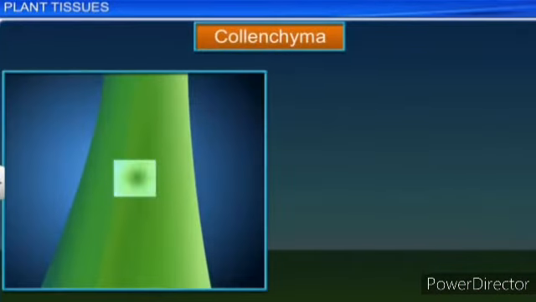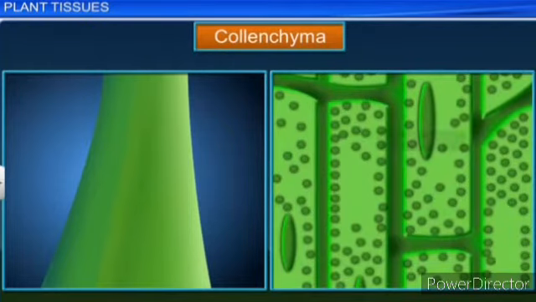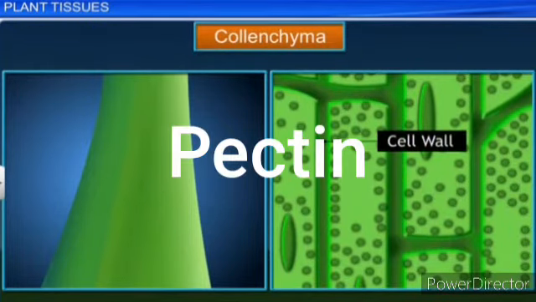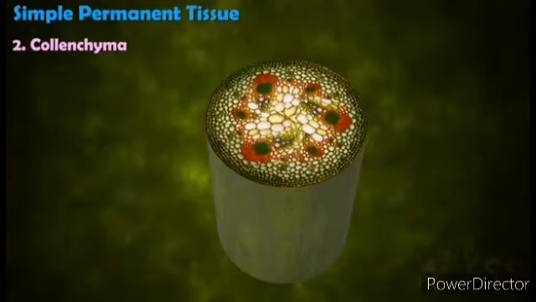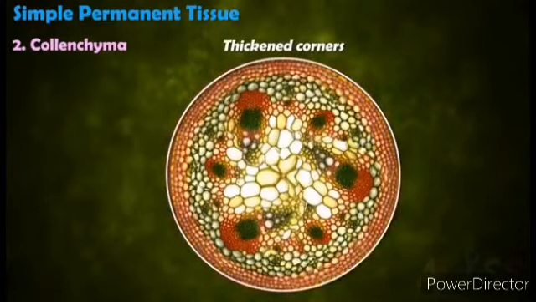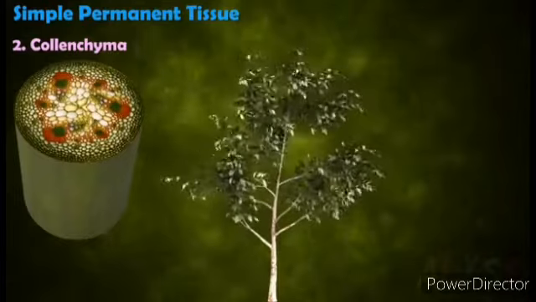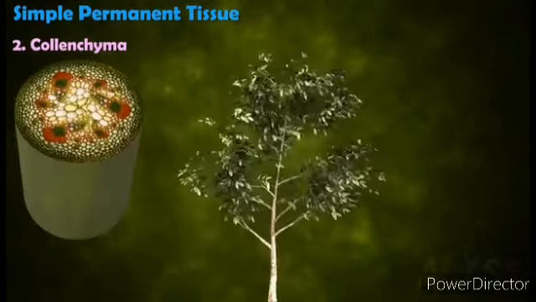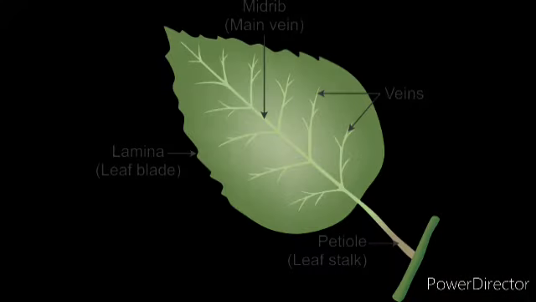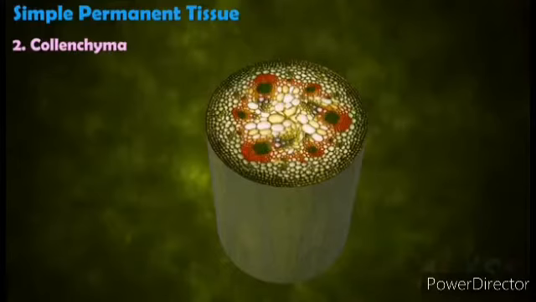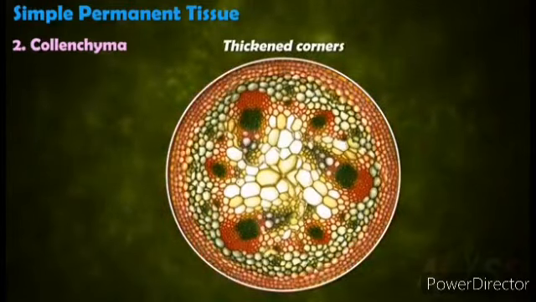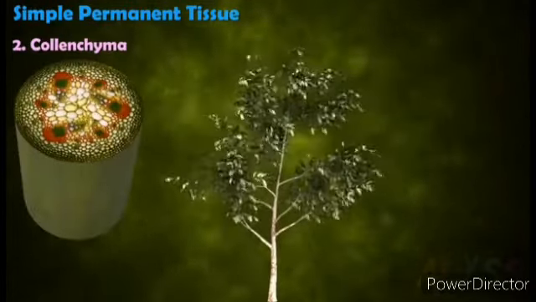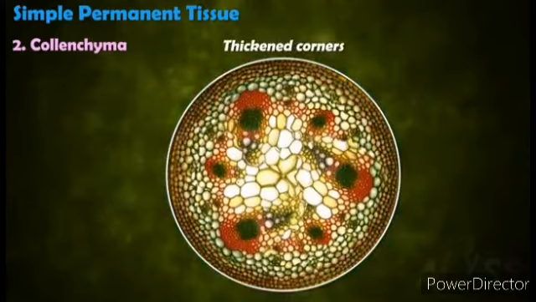Collenchyma consists of elongated living cells with cell walls made up of cellulose and pectin. These cells are irregularly thickened at the corners and have little intercellular spaces. They occur in peripheral regions of stem, below the epidermis in leaf stalk, leaf midrib, and also in dicot stems. Collenchyma provides mechanical support and flexibility in plants.